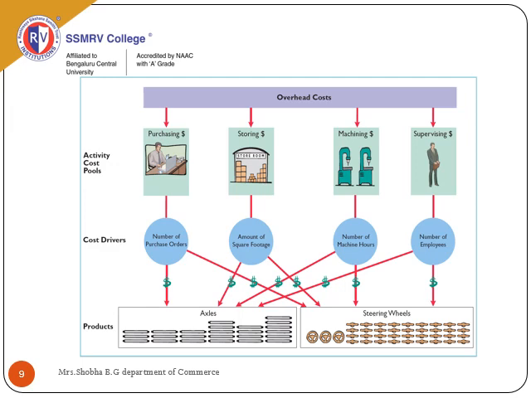Then the last one is supervising. Supervising is an activity, it is a cost pool. So the cost of supervising is going to be allocated on the basis of the number of employees involved in producing both the products. It means the cost of the supervisor is going to be allocated to both the products depending on the number of employees involved in the production and how much time the supervisor is going to spend supervising the employees.